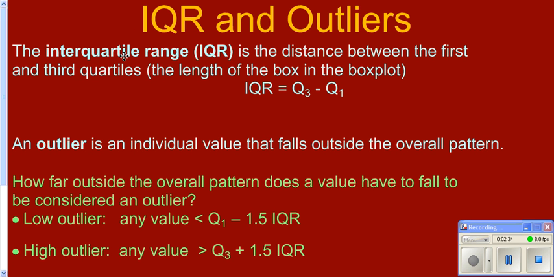IQR, which is your interquartile range. That's how far apart the smallest and largest quartiles are. So to find that, you take your upper quartile, quartile 3, and subtract your lower quartile, quartile 1. It's actually the length of your box on a box plot.